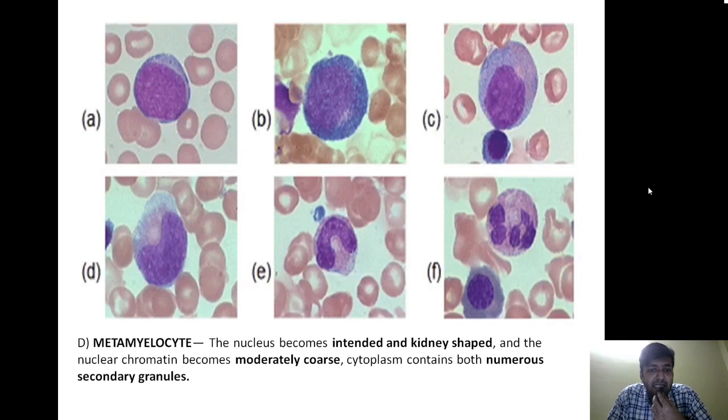After this, we are having the metamyelocyte. Again, the nucleus will become more coarse and they start to develop some indentation, but the indentation is less than half the diameter of the whole nucleus, and they are containing numerous secondary granules.